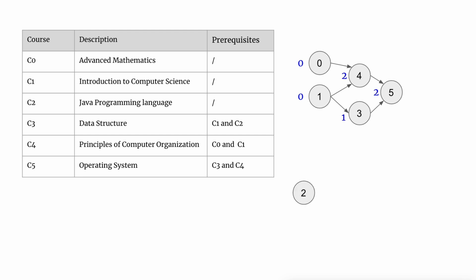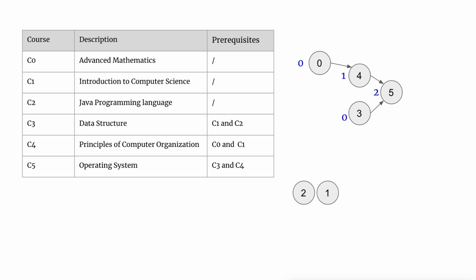Let's start by selecting a vertex with an in-degree of 0. We have 3 options, courses 0, 1, and 2. Now for this example, I pick vertex 2 from the graph and add it to our topological sequence. To update our graph, vertex 3's in-degree decreases from 2 to 1.